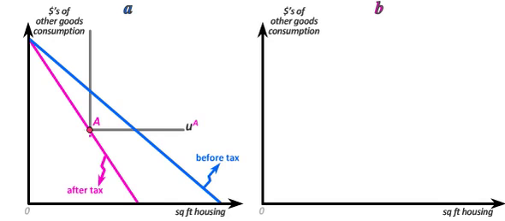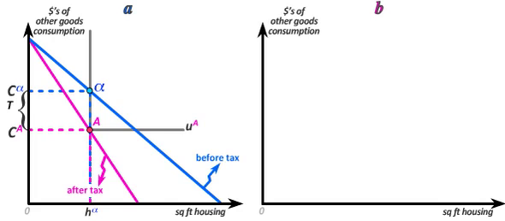At the optimal bundle A, we again have housing consumption of HA and other goods consumption of CA. Had we consumed the same level of housing HA prior to the imposition of the tax, we would have consumed bundle alpha and thus enjoyed an other goods consumption level of C alpha. The difference between C alpha and CA is then again the tax payment T that we made as a result of the imposition of the housing tax.